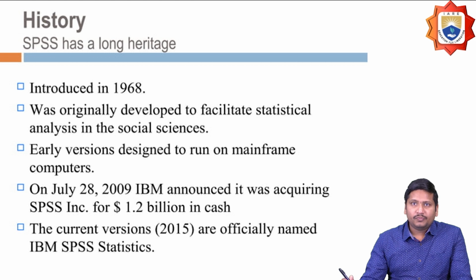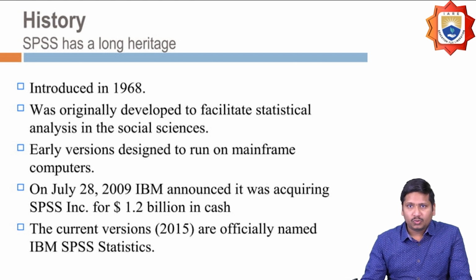So when it comes to the history of SPSS, it was introduced in 1968 itself, and it was originally developed to facilitate statistical analysis in social sciences. Earlier versions were designed to run on mainframe computers. And in July 2009, IBM announced that it was acquiring SPSS for more than $1.2 billion in cash as well. And the current versions are officially named IBM SPSS Statistics.